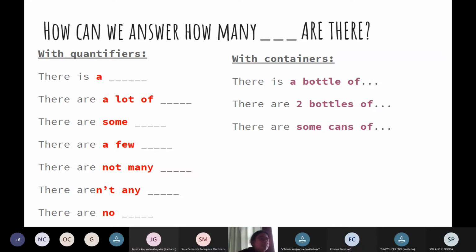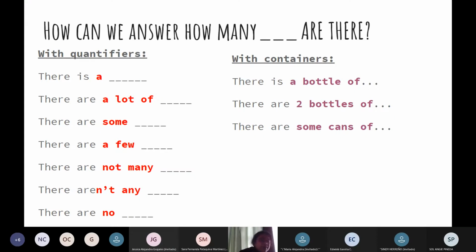Recuerden que not many lo utilizamos más que todo en negativo. No es tan común que uno diga there are many people, porque en ese caso utilizaríamos mejor there are a lot of people. Y más bien lo utilizamos como hacia el lado de no hay tanta gente. There are not many people. All right? Entonces, más que decir there are many people, es mejor decir there are a lot of people.